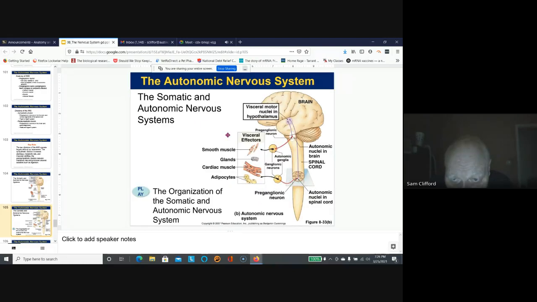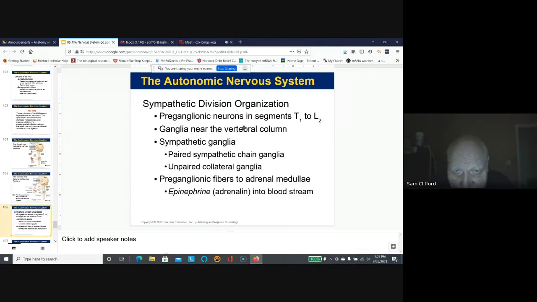So if we look at the arrangement of this system, all these destinations such as smooth muscle, glands, adipose tissue, cardiac muscle, that information is controlled and monitored by the autonomic nervous system. The somatic nervous system is taking care of muscle movement. So let's look at a picture here.